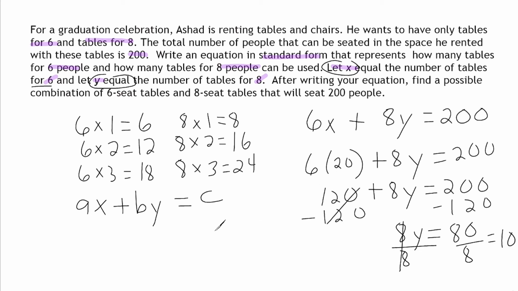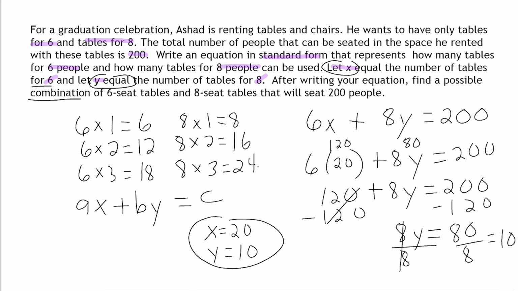So if x is equal to 20, then y would be equal to 10 tables because 20 tables times 6 people would be 120 people. And 10 tables times 8 would be equal to 80 people. And 120 plus 80 is equal to 200. So this is a possible combination.